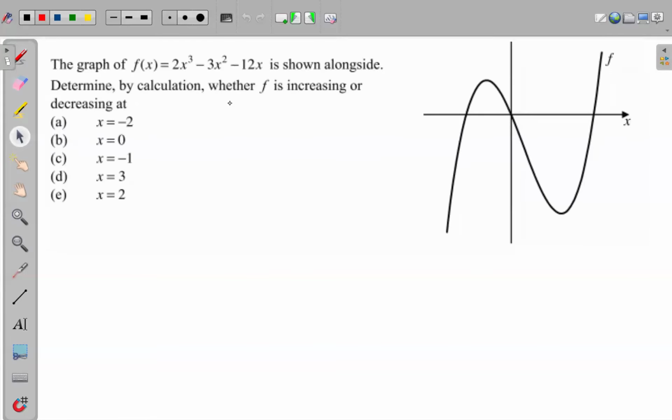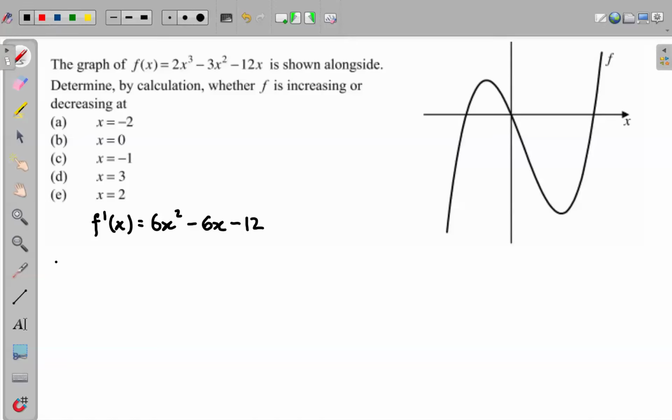We are told the graph of f of x is equal to 2x cubed minus 3x squared minus 12 is shown alongside. Then we must find by calculation whether this graph is increasing or decreasing at the given x values. The key thing, we must first find the gradient. And what is the gradient? It is f prime of x. In this case, that will give us 6x squared minus 6x minus 12.